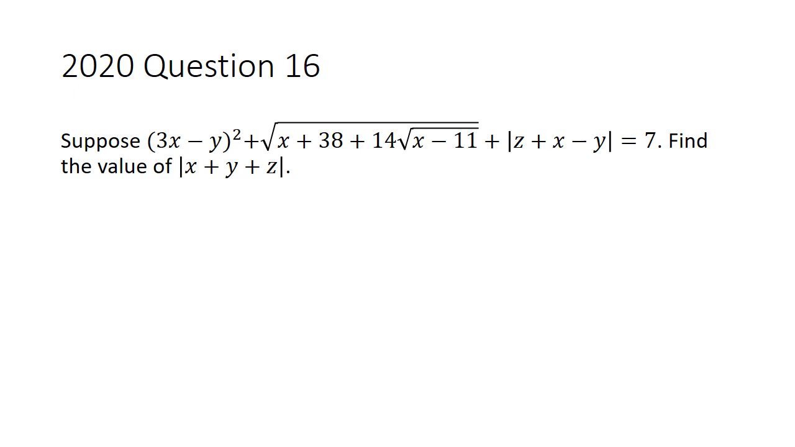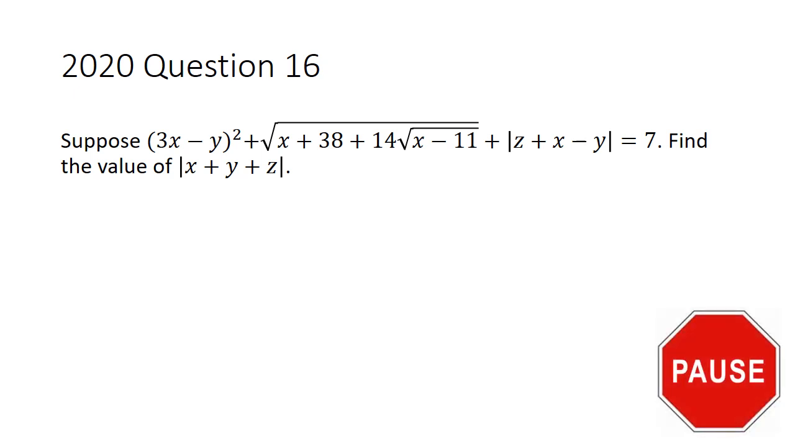Moving on to question 16. Suppose we're given the equation (3x − y) squared plus the square root of (x + 38 + 14 root of (x − 11)) plus the modulus of (z + x − y) equals 7. We want to find the value of the modulus of x + y + z. So could you pause the video here and give this question a good try?